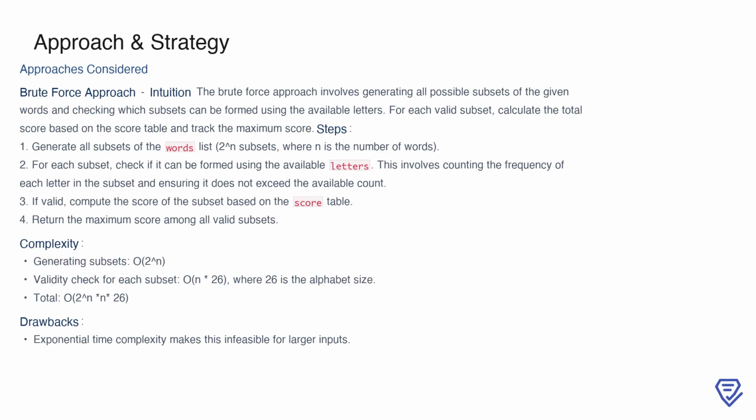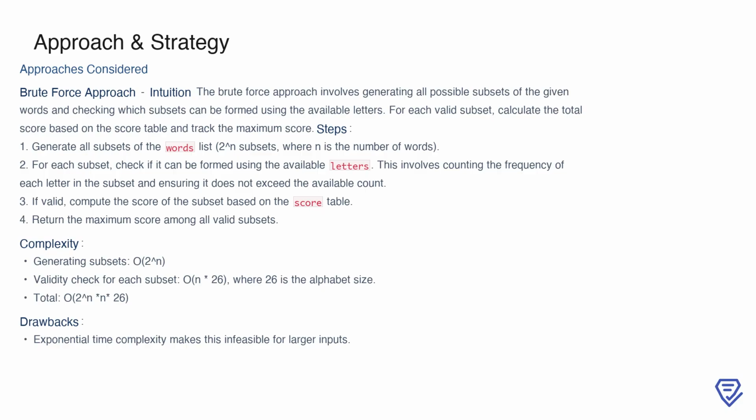To tackle this problem, we first consider the brute force approach. The idea here is to generate all possible subsets of the given words, which amounts to 2 to the power of n subsets, where n is the total number of words. For each subset, we then verify if it can be formed using the available letters. This step involves checking the frequency of each letter in the subset and ensuring it does not exceed the count of available letters. If a subset is valid, we calculate its total score using the given score table, and among all valid subsets, we return the one with the maximum score.